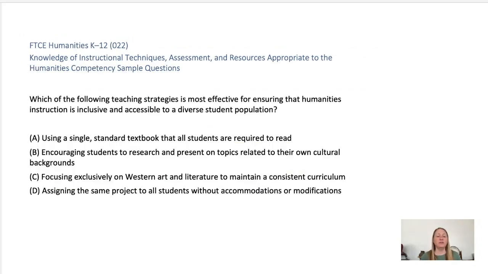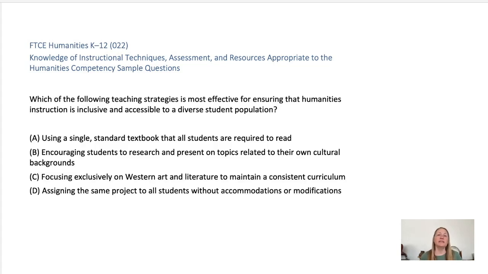Which of the following teaching strategies is most effective for ensuring that humanities instruction is inclusive and accessible to a diverse student population? A, using a single standard textbook that all students are required to read. B, encouraging students to research and present on topics related to their own cultural backgrounds. C, focusing exclusively on Western art and literature to maintain a consistent curriculum. Or D, assigning the same project to all students without accommodations or modifications.